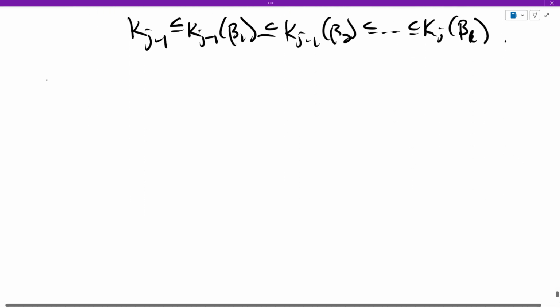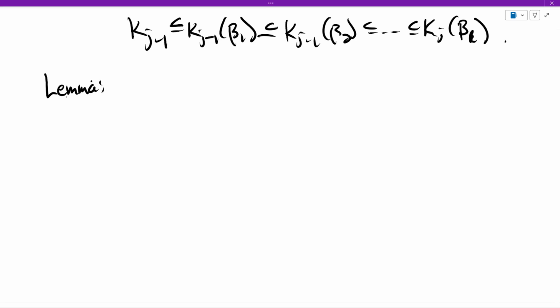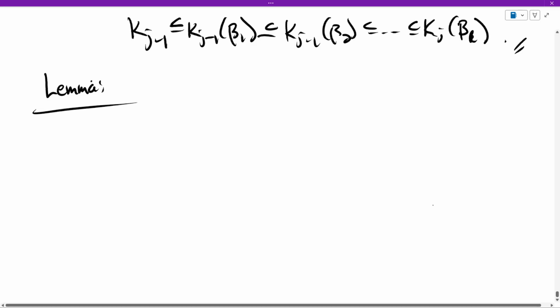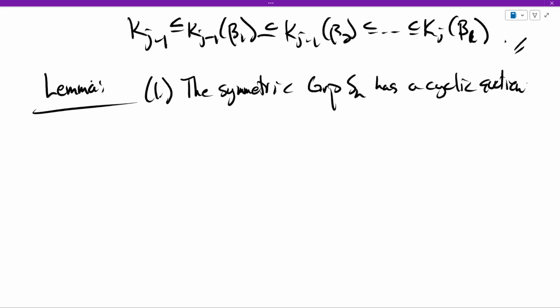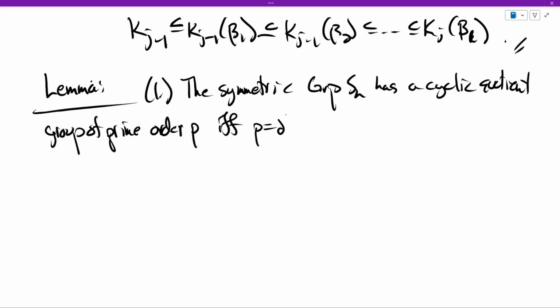All right, the next item that we're going to prove is a lemma. So assume that we're in the situation where we've refined it so that it's prime. The lemma says two things. The symmetric group Sn has a cyclic quotient of prime order p if and only if p is 2 and n is at least 2.